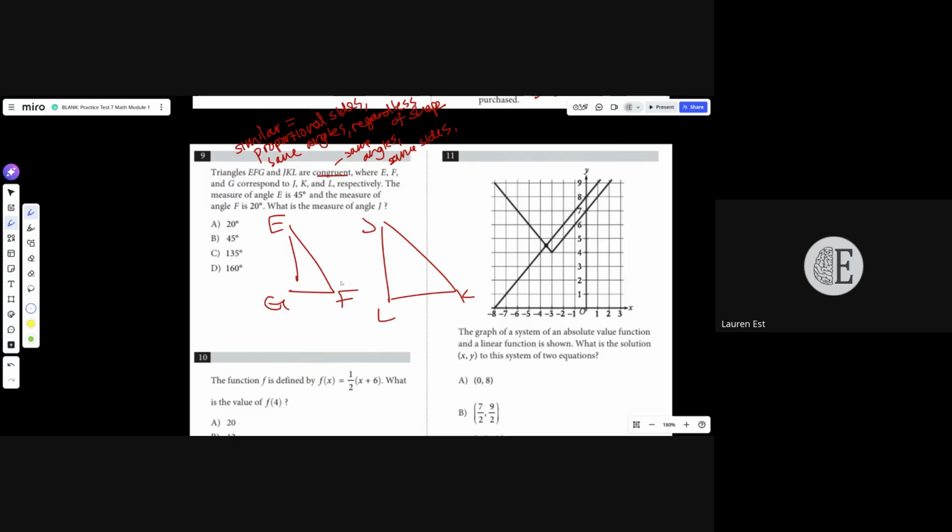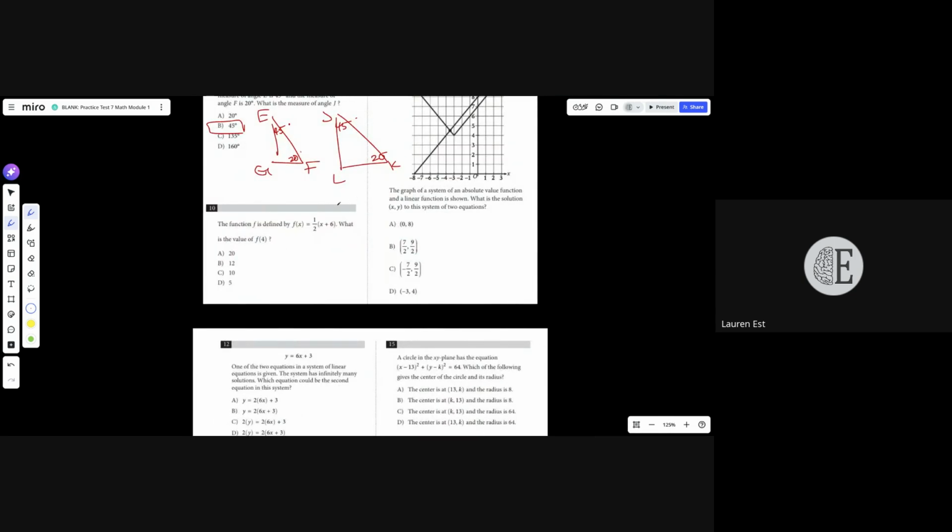So the measure of angle E is 45 degrees, and E corresponds to J, respectively, meaning it's in the same order. So this is 45 degrees. The measure of angle F is 20 degrees, and this is 20 degrees. Then what is the measure of angle J? You've got to slow down on these, because if you screw them up, you gave away free money. E, F, and G correspond to J, K, and L. E is 45. This is 45. Easy peasy. They could have asked you to solve for G or L.